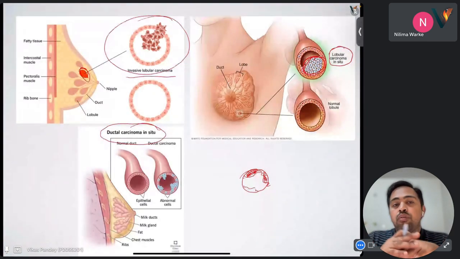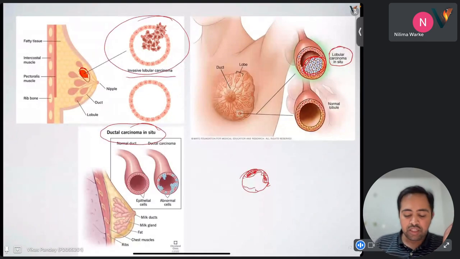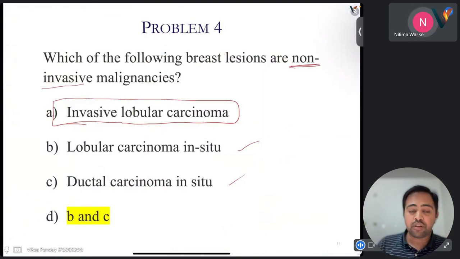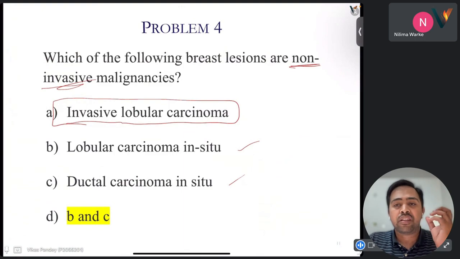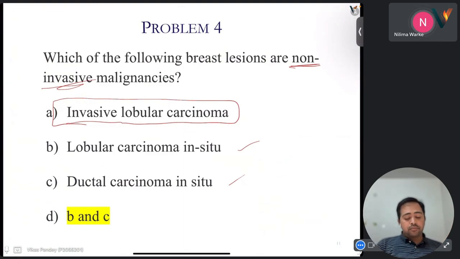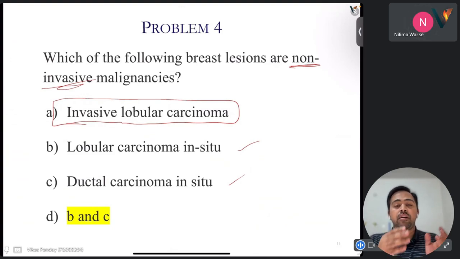Okay, so which one is invasive? Sorry, which one of these are non-invasive? So the ones that don't spread, right? That don't spread, like they are not breaking out. Yeah, invasive is the one that will break out and spread. Right? Yes.